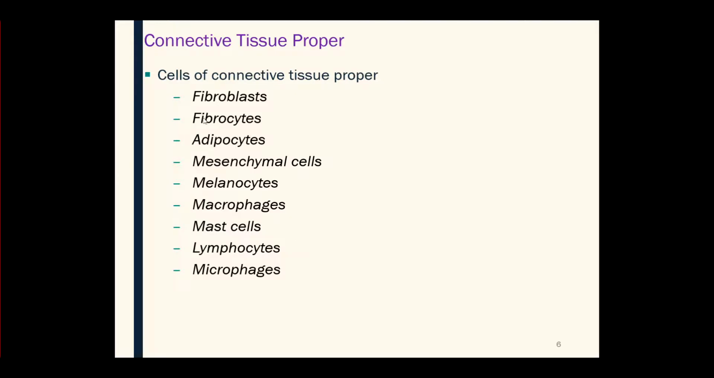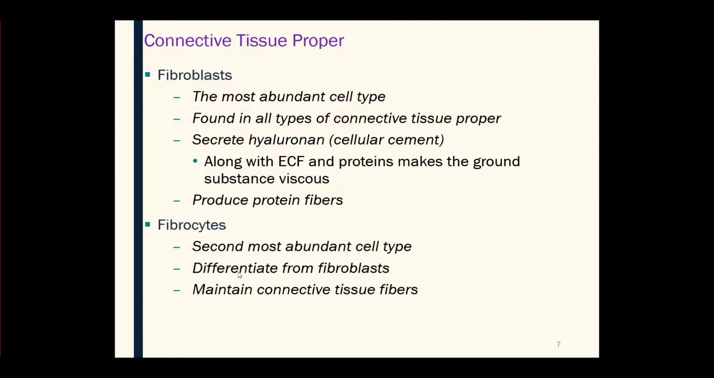Fibroblasts, fibrocytes, adipocytes, mesenchymal cells, melanocytes, macrophages, mast cells, lymphocytes, and microphages. These last four are all types of white blood cells, believe it or not. So not only do we have white blood cells in our blood, we also have them in our tissues. So let's take a look at each one of these cells, just a little bit about their function.